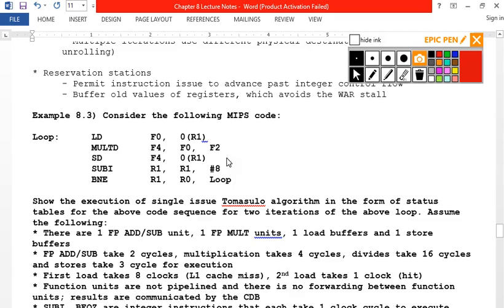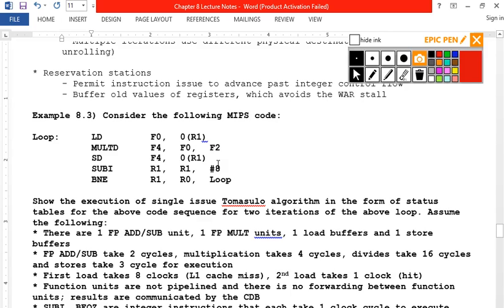And then we're going to store F4 into 0 of R1. So we're just updating a copy by multiplying this value by F2 and then storing it back. In the meantime, we have sub I, R1, #8, that's just the same thing as 8. I'm going to keep that because I left that specifically in there.